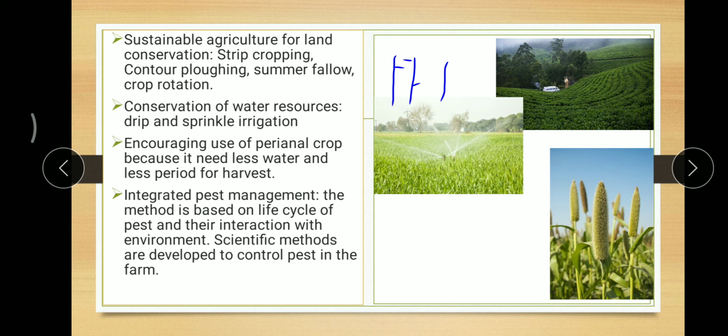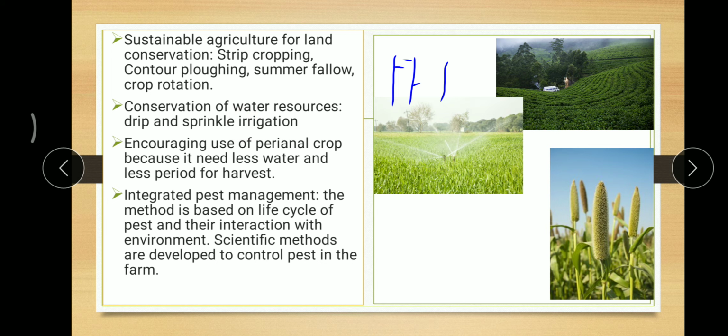It will also help to control various diseases and pests, because every crop is affected by different diseases and different pests. If another crop is planted in the land, the insects or bacteria of that disease will not survive, they will die. That's why crop rotation is also very helpful for soil conservation and for pest control.